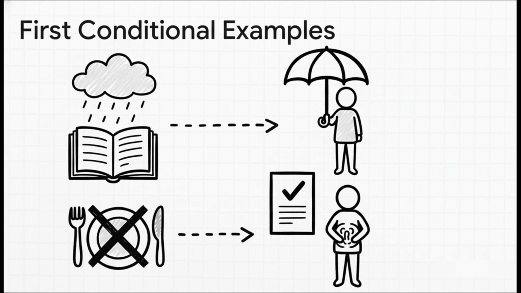For instance, if it rains, I'll take an umbrella. Makes sense, right? If she studies, she will pass the test. A very likely outcome. If you don't eat breakfast, you'll be hungry later. The first conditional is all about connecting a possible action to its most probable result. It's super practical grammar that honestly you and I use all day, every day.